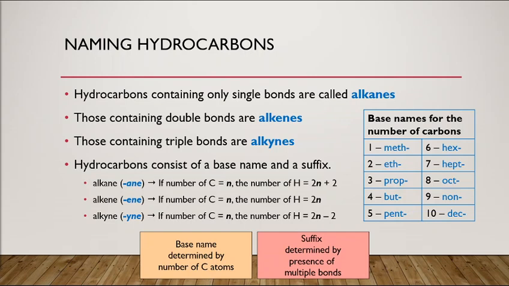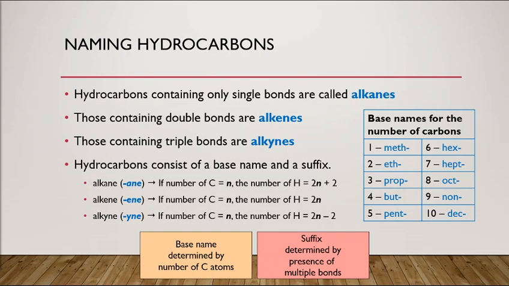Pent, hex, hept, oct, and dec can be figured out. But you need to know those first four because they're going to pop up a whole lot in chem, especially when we talk about hydrocarbons. So the first half of any hydrocarbon's name is the prefix, and that prefix tells you the number of carbons inside your hydrocarbon. The second half of the name is the suffix, and that tells you what kind of bonding you are looking at inside this hydrocarbon.